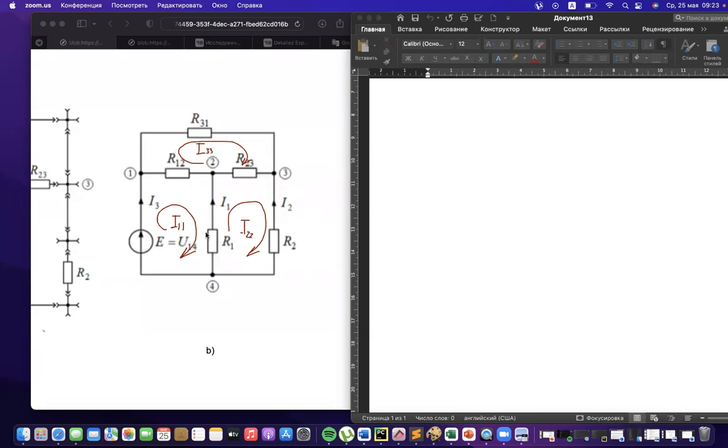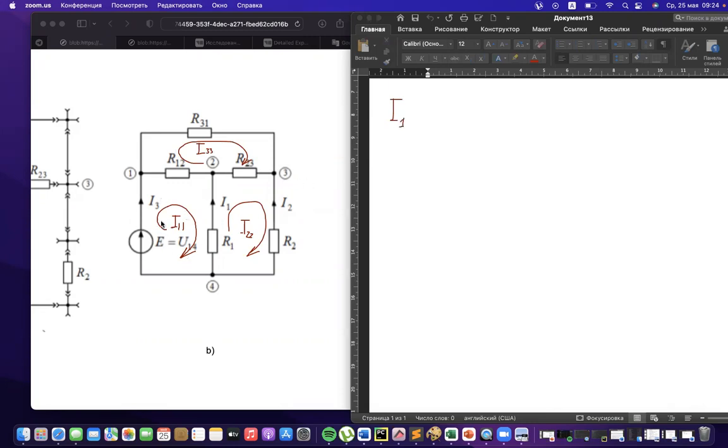The idea will be to write the equations for these currents. After it, we could find currents 1, 2, and 3 inside the circuit. And after this, we could find voltages 1, 2. How should it be written?